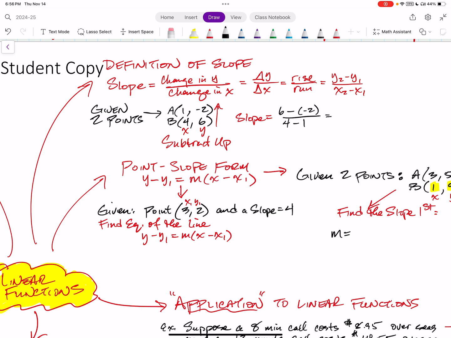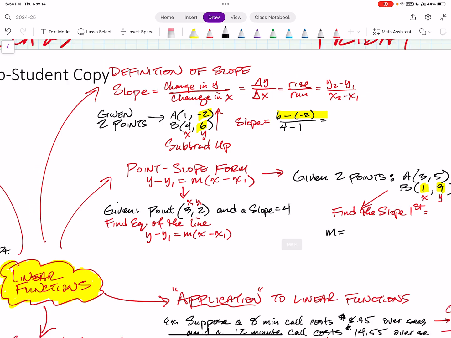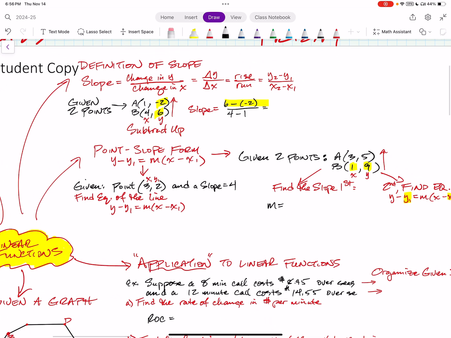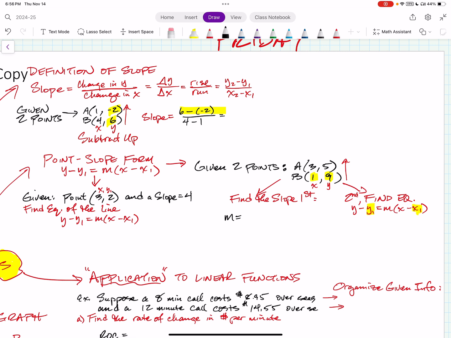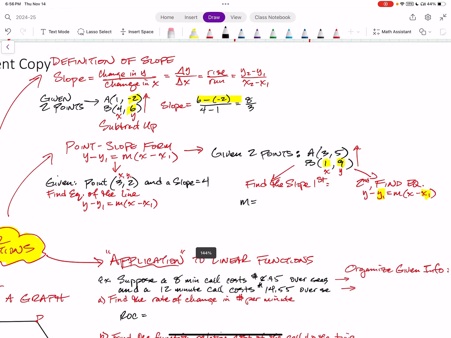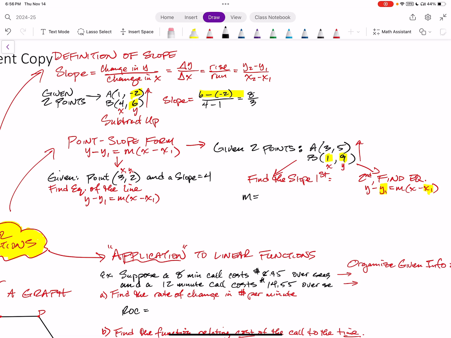Always start with the y coordinates, here in the numerator. If you're working ahead a little bit, that's great. That means you're actually understanding what you're doing. But make sure that you check your work as we go. Now, 6 minus -2 is 8. 4 minus 1 is obviously 3, so the slope is 8/3. There we go. That's your first basic skill when it comes to linear functions, finding slope.